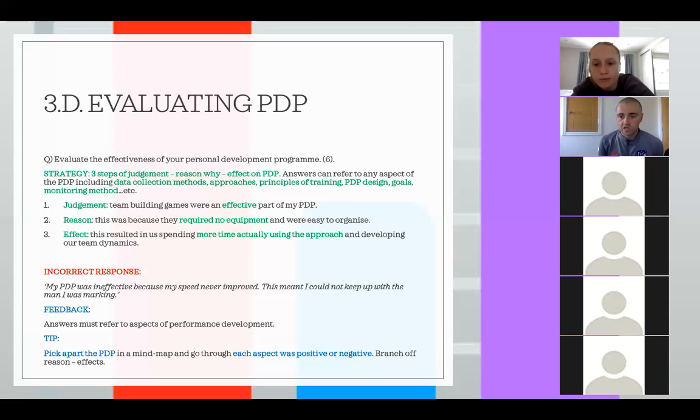Okay, so look at the incorrect response. My PDP was ineffective because my speed never improved. This meant I couldn't keep up with the man I was marking. What's the issue with that? There's a few, but what's the big issue there? Anybody wants to offer an answer? Anybody?